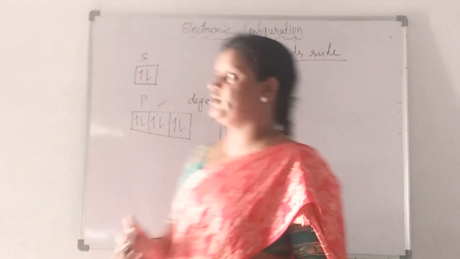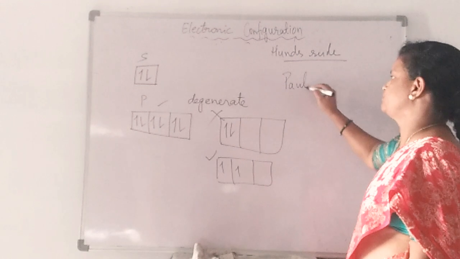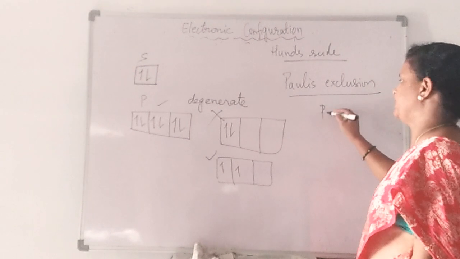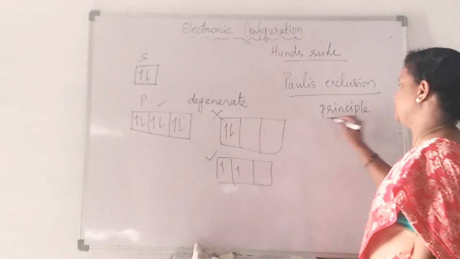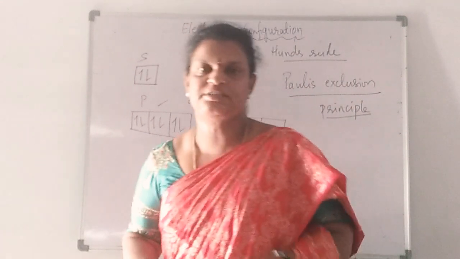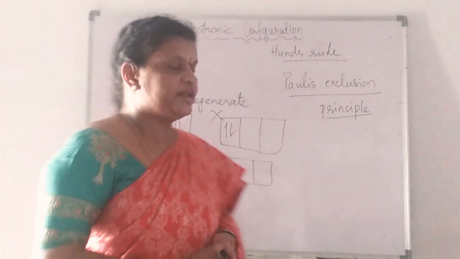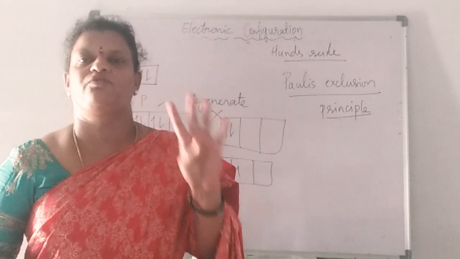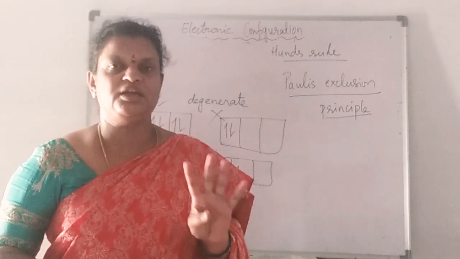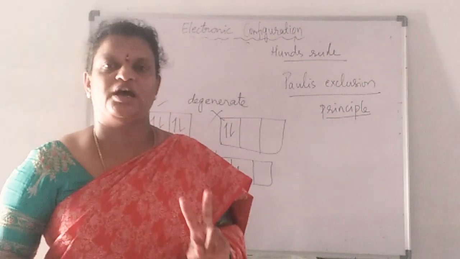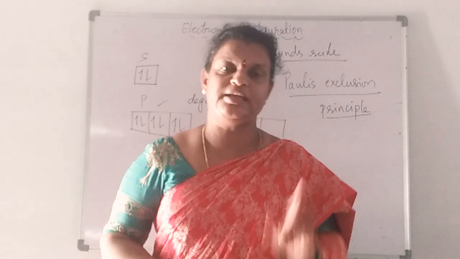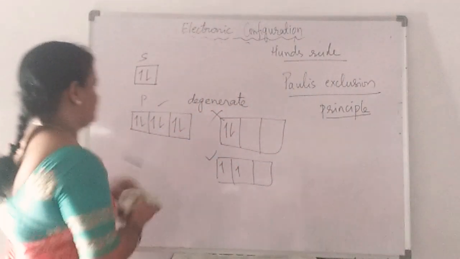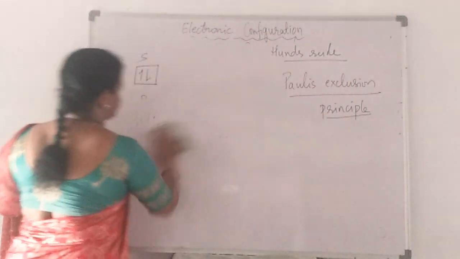Next, one more rule we have here. This is known as Pauli's exclusion principle. This is an exclusion principle given by the scientist known as Pauli. According to this principle, any 2 electrons of an element will not have all 4 quantum numbers similar. At least one difference will be there. Right? To understand that, we'll take a small example here: the element which contains just 2 electrons.